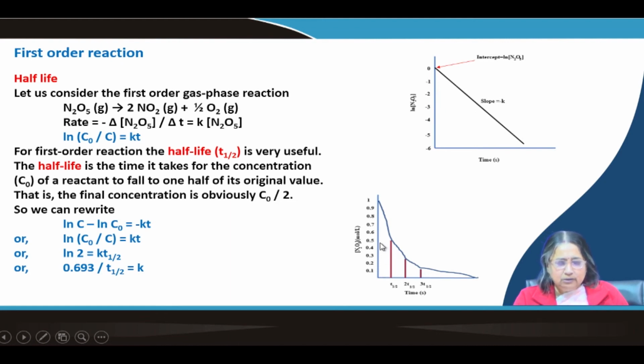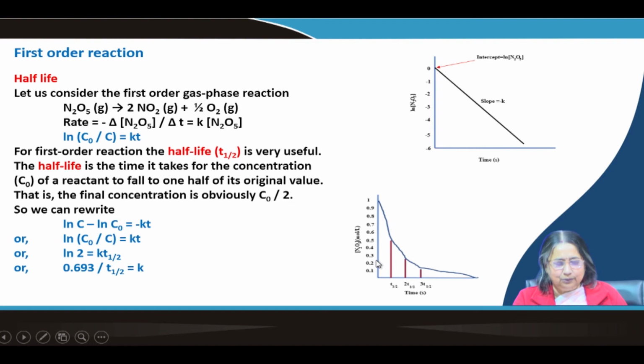Okay. Now, you start with 0.5. Half of 0.5 is 0.25. How much time will it take to come to 0.25? Corresponding to that, this time is T half. You have started from here to here, the next second one, here to here, so this is the T half. So, if you consider from the 0 point, then it is 2 into T half.